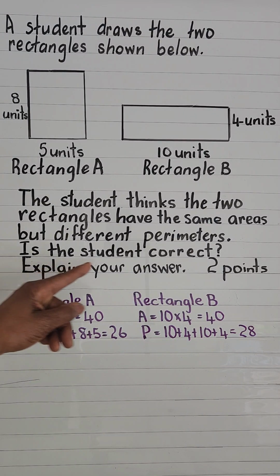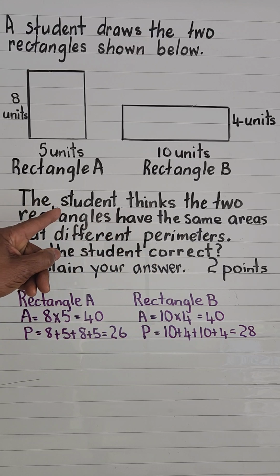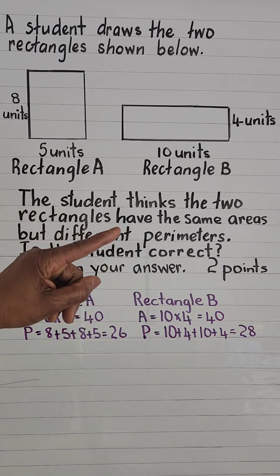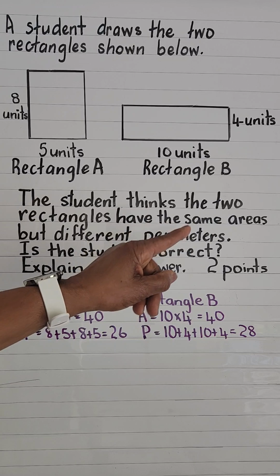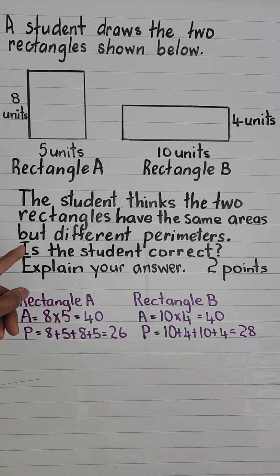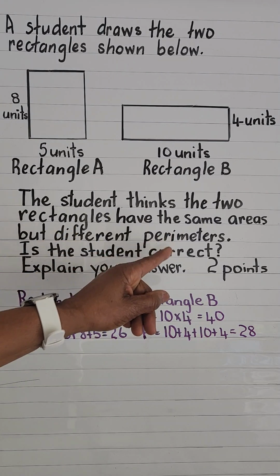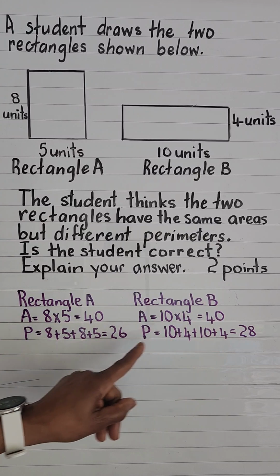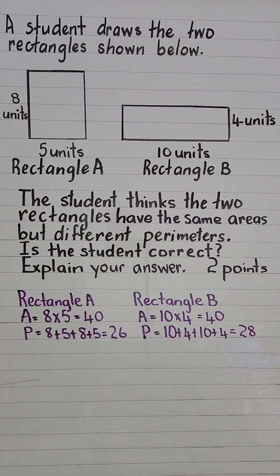Now, is the student correct? The student thinks the two rectangles have the same area, and as we can see here, the student is correct, but different perimeter, and we can also see different perimeters, so the student is also correct with what he thinks about the perimeters being different. So is the student correct?